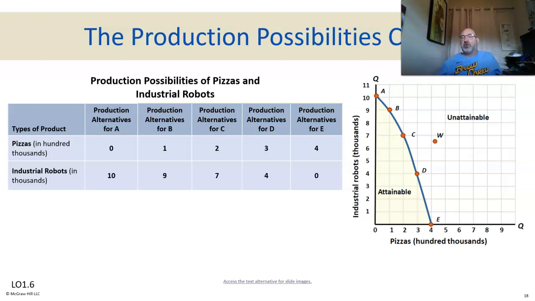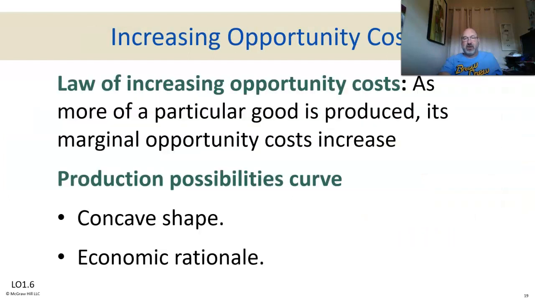Tomorrow, we may discover new technology. We may discover more resources, or we may discover them today and have them for tomorrow, whatever. But you cannot get that today. So that is the way that this works. Inside is attainable but not optimal. On the curve is optimal and attainable. Outside the curve is just unattainable.